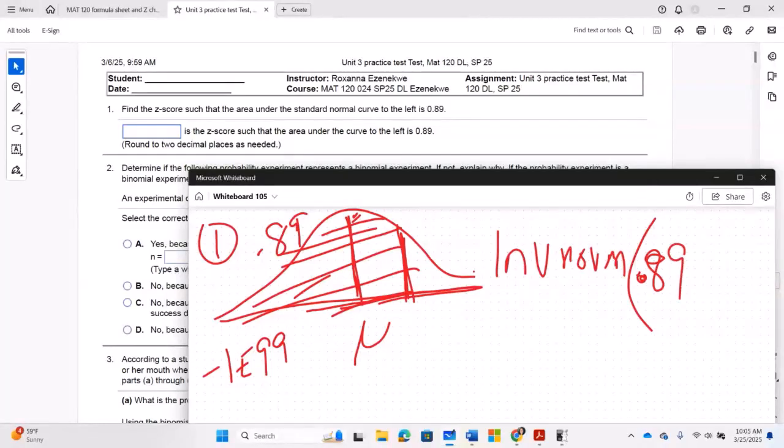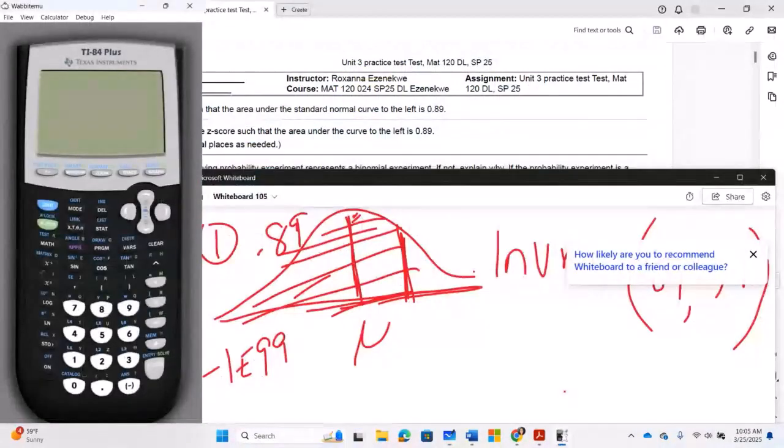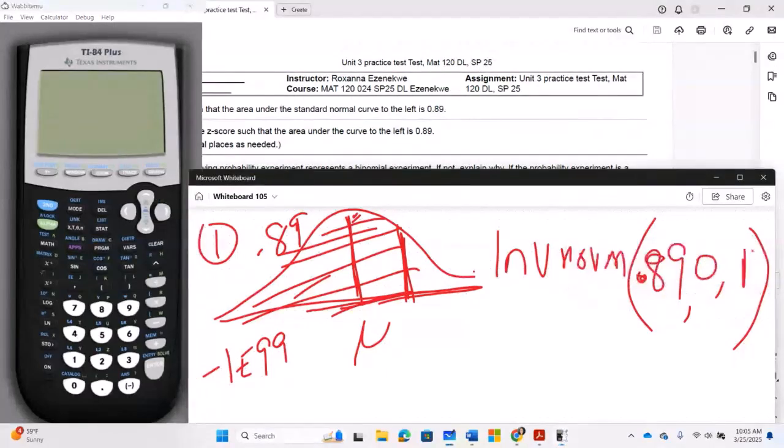This is percentile. This is another way of asking you what is the z-score corresponding to the 89th percentile. This is another question like that. So the 89th percentile, the mean, and the standard deviation of a standard normal curve. All you need to do is pull up your calculator and find inverse norm. Check out the corresponding z-score of the 89th percentile.